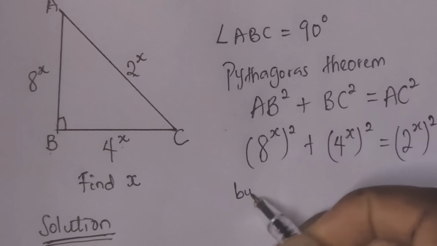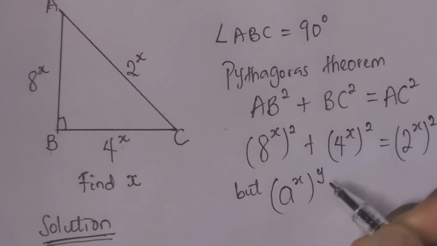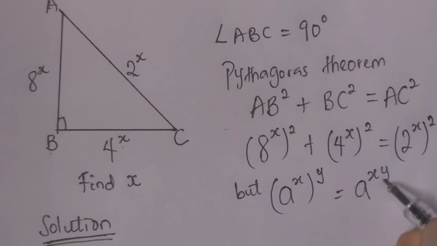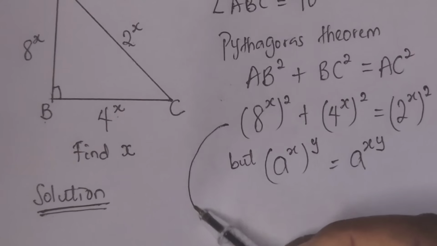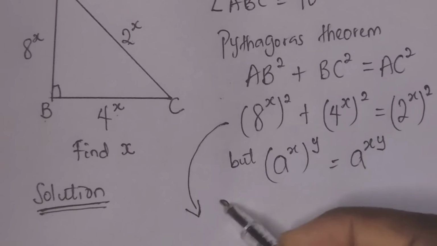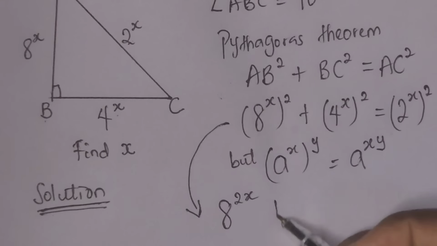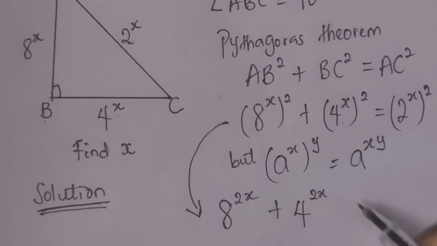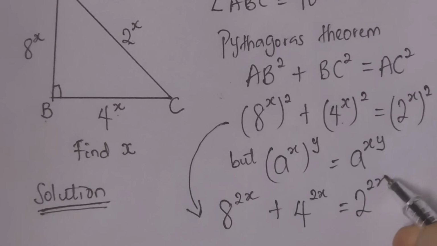But let's recall, when we have 8 to the power of x further raised to the power of y, this can be written as 8 to the power of x times y. So from here, when we apply this rule, we'll be having that 8 will now be to the power of 2x plus our 4 will be to the power of 2x, or equal to 2 to the power of 2x.